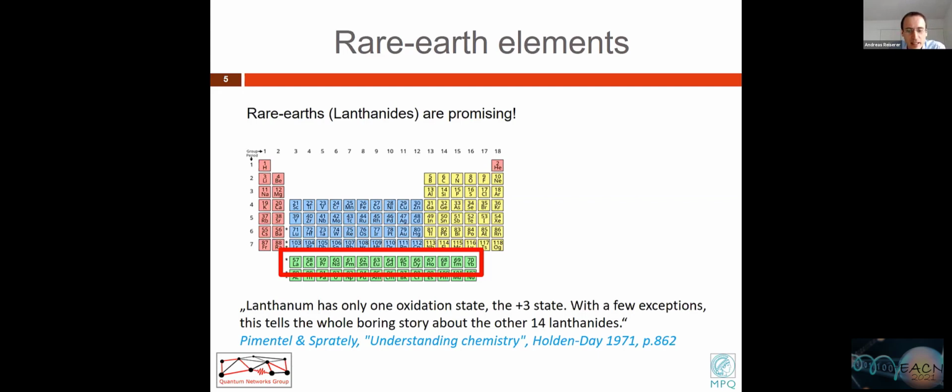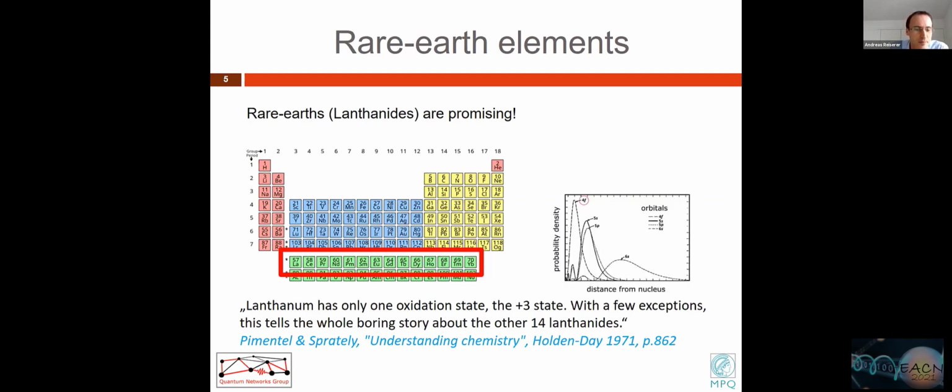Now let's go back and look at them from a physical point of view. The reason why they are very similar from the chemical side is the order in which their orbitals are filled and their spatial extent. Here, for example, you can see the wave functions calculated for a gadolinium ion, I think. And you can see that with larger main quantum number, the size of these orbitals increases. So the 6s shell is much larger than the 4f shell, for example.